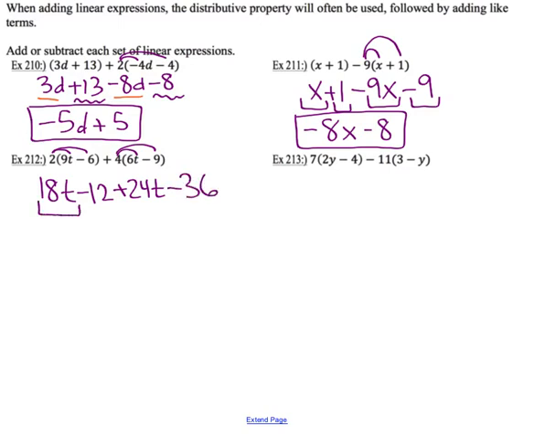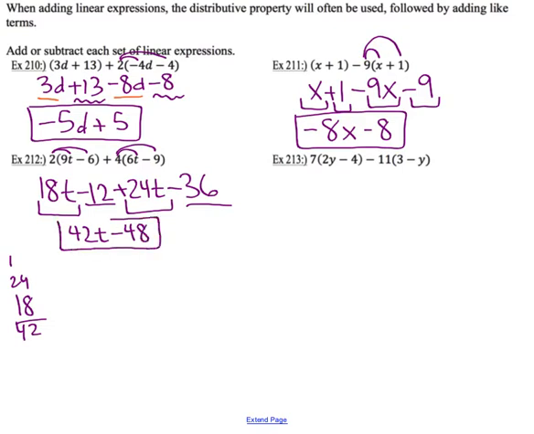Combining like terms, or adding like terms, I mean. 18 and 24, that would be 42. 42t. Negative 12 and negative 36 is negative 48. So 42t minus 48.